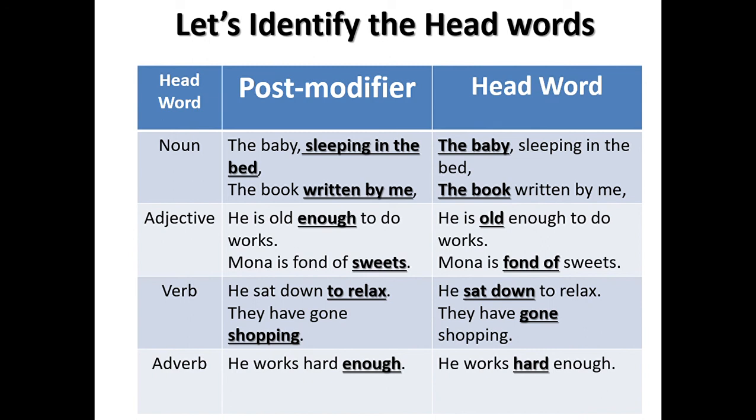Verb: he sat down to relax. They have gone shopping. So to relax is a pre-modifier and sat down is a head word. And they have gone shopping. This shopping is post modifier, and gone shopping, they have gone shopping, gone is head word here.